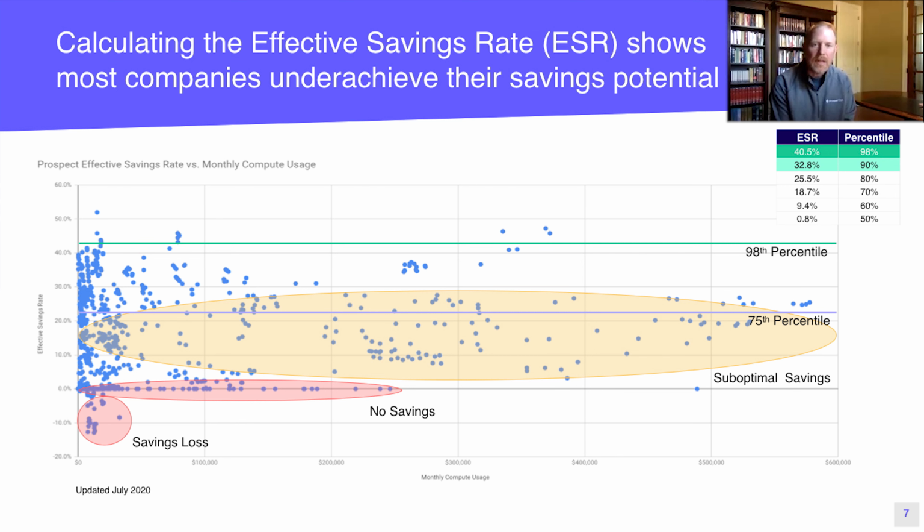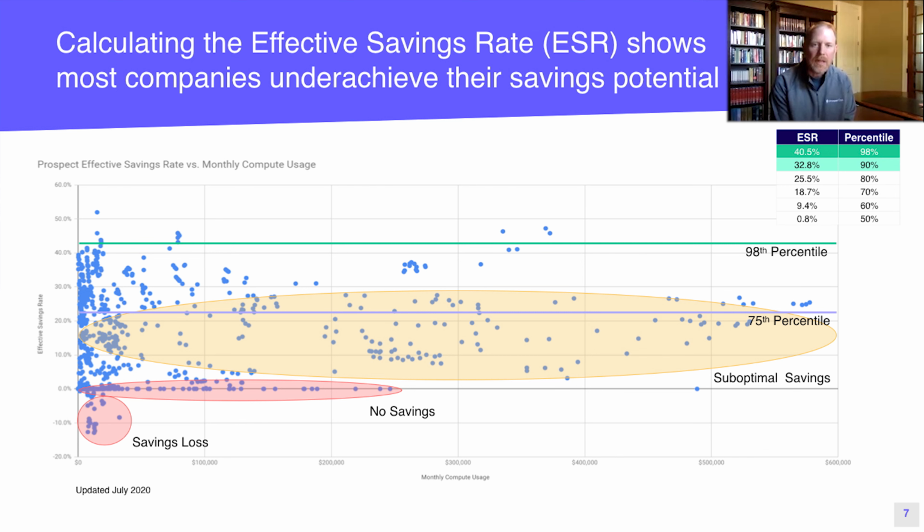And that's what the effective savings rate measures. So if you look at this chart on the x-axis, what we're showing is compute spend in increments of $100,000. This has basically been generated from data that we've collected over the past couple of years. We've got over 1,400 data points, so it's a very large sample size at this point. The data goes out to $2 million a month in compute spend, but just for sake of readability, we cap it at 600,000. That's the x-axis, and the y-axis is the effective savings rate.